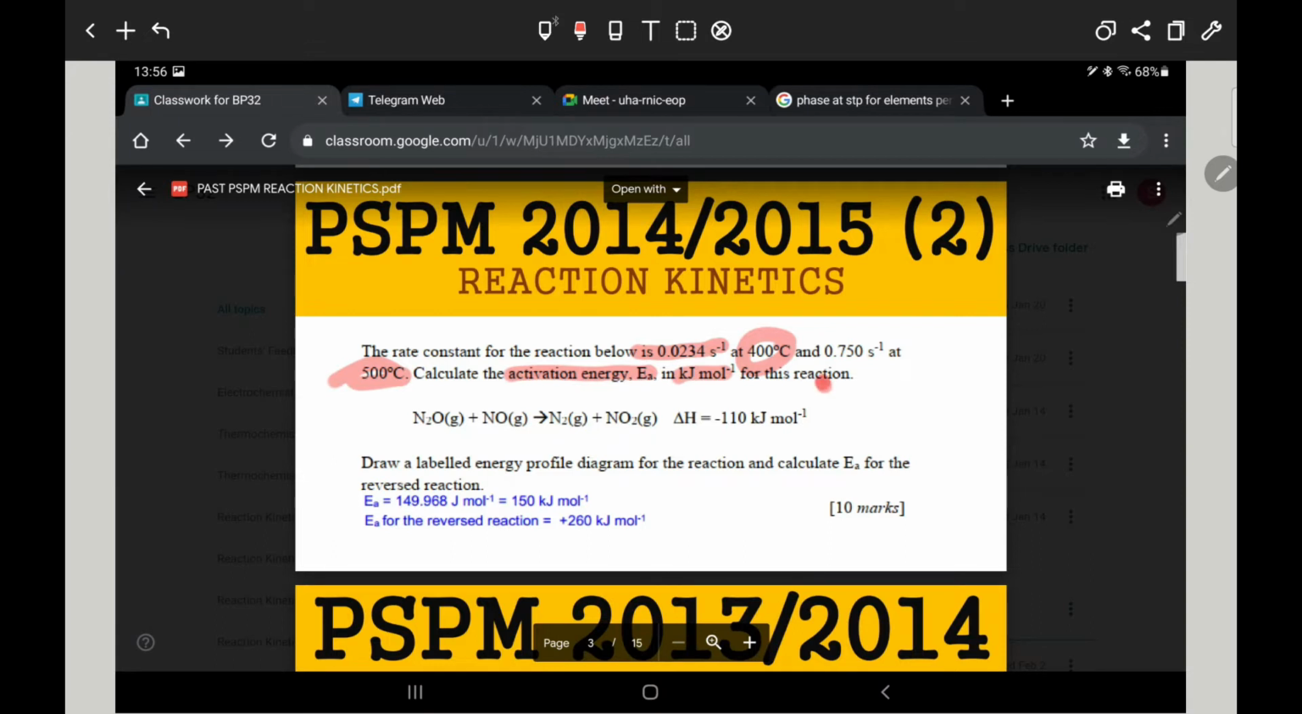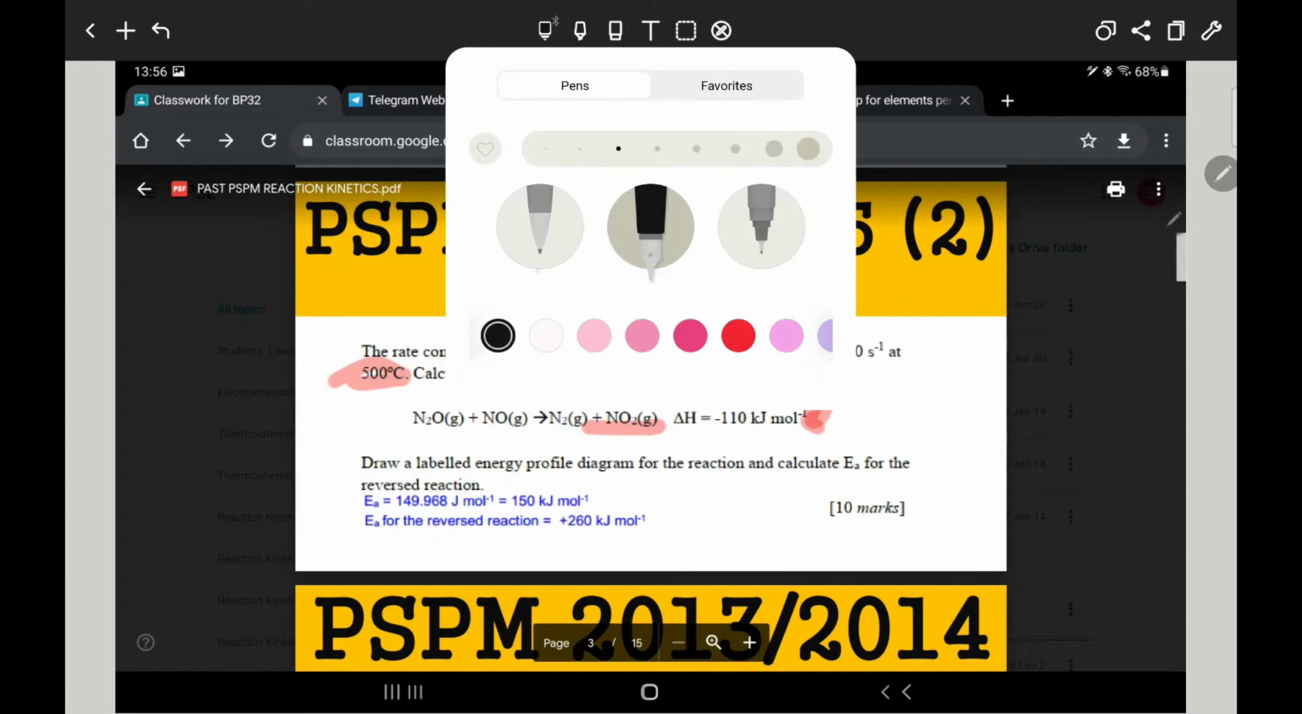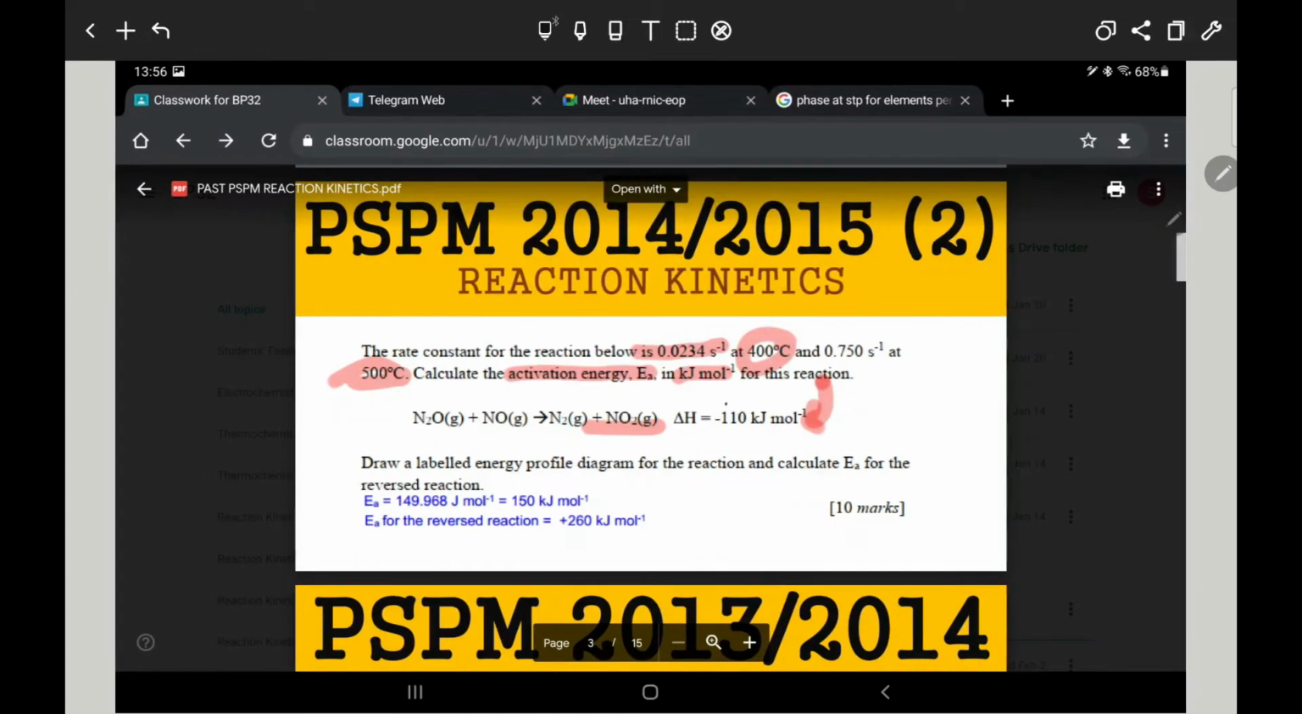So, we have given the balanced equation here. N2O gas plus NO gas producing N2 gas plus NO2 gas. So, we have the delta H given. From the delta H given, we know that when it is negative, it is an exothermic reaction. Exothermic reaction.